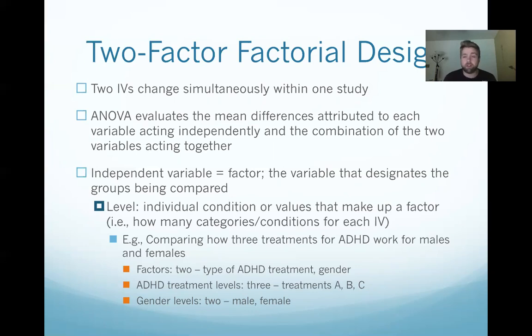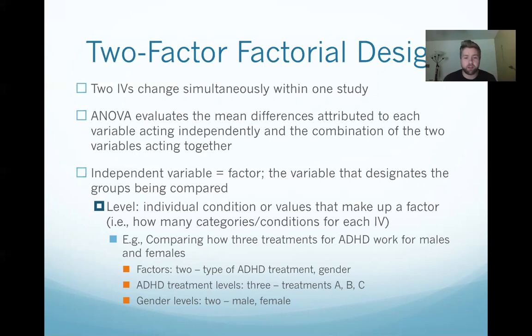And within that, there are levels, right? A level is the individual condition or value that makes up a factor. So for example, how many categories or conditions for each independent variable. If one grouping variable is, let's say, gender, that would have 2 levels in our analysis, just male and female. It could even be something like, again, motivation from the last video, which had 3 levels: low motivation, medium motivation, high motivation.